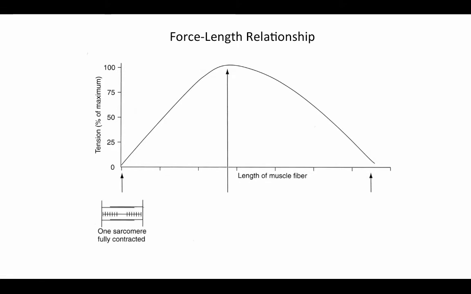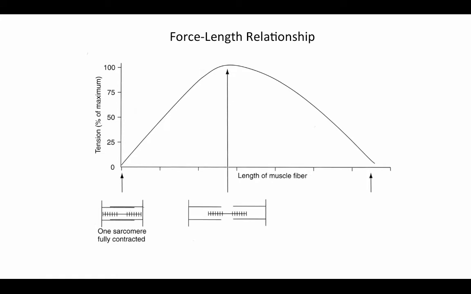So at the shortened length, the sarcomere is fully contracted. There's full overlap between these actin strands, and they can't go any further. They can't slide any further past the myosin, so they can't generate any force at this length. There's just nowhere for them to go.